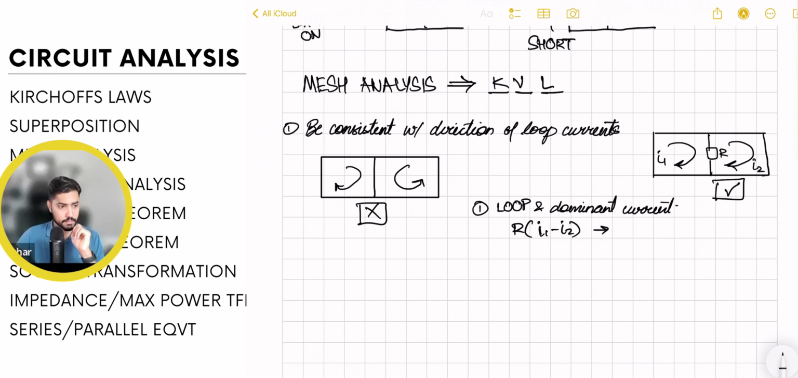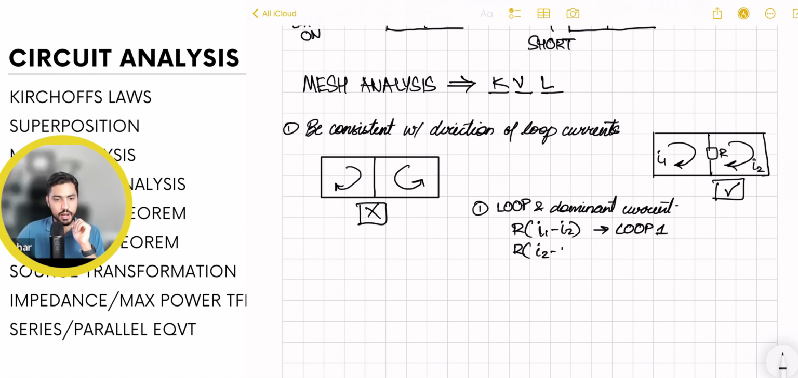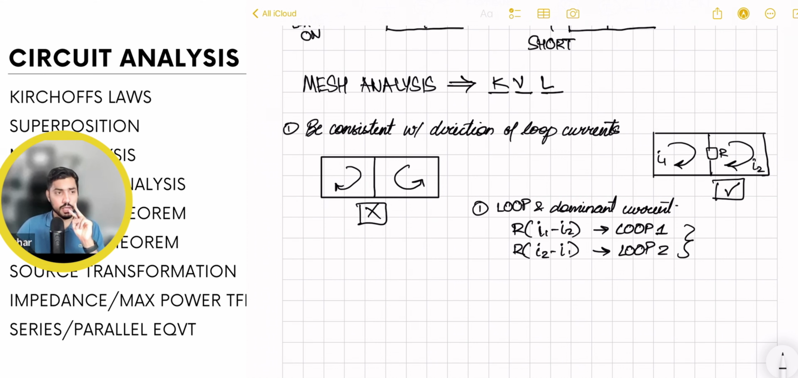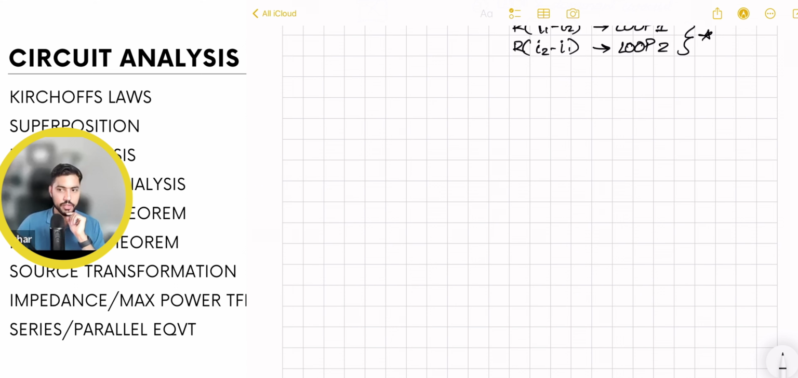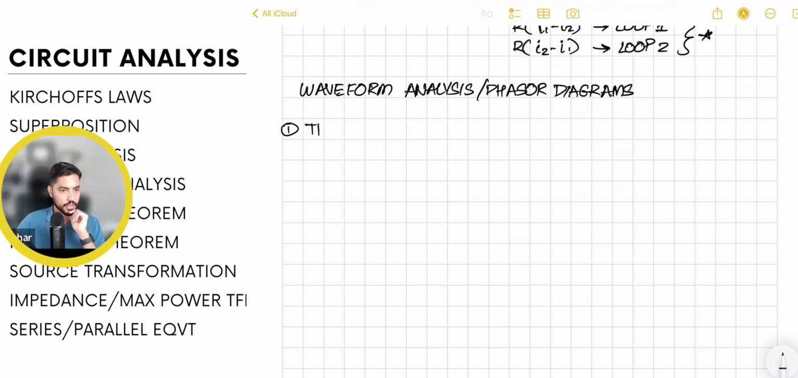Is that clear, guys? Now, if I'm writing the equation for loop 2, the equation is going to be R times I2 minus I1. These are the only 2 things you need to understand and remember and properly apply when you're doing mesh analysis. Clear?